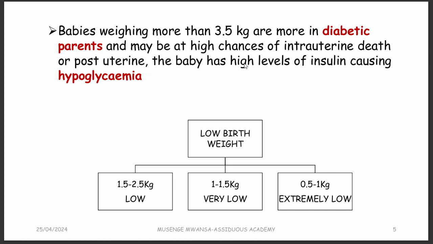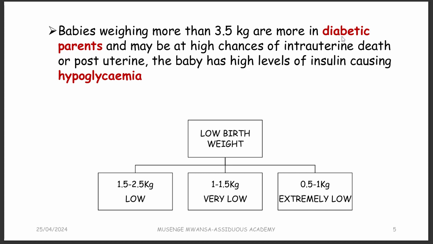And the baby is going to have high levels of insulin, and that is going to cause hypoglycemia. So what happens is this. Remember, the mother is diabetic, meaning the mother has got a lot of sugar. So the mother will start to produce insulin, because insulin will cause this sugar to be stored.